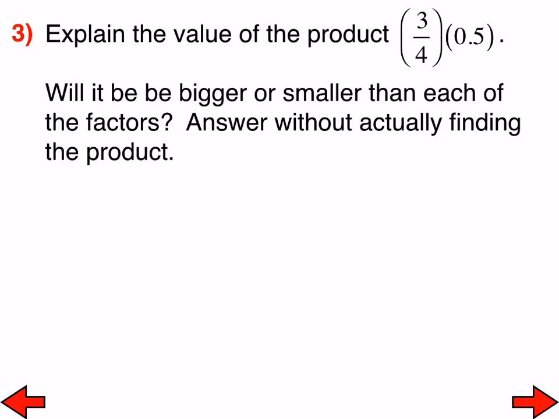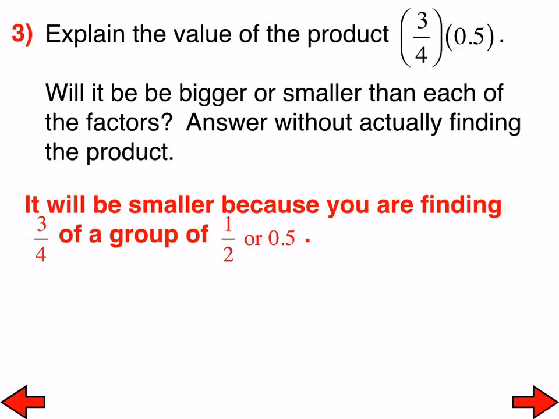Number 3: explain the value of the product 3/4 times 0.5. Will it be bigger or smaller than each of its factors? And then actually answer without actually finding the product. Well, kind of like number 1, it will be smaller because you're finding 3/4 of a group of 1/2. Because remember, 1/2 is equivalent to 0.5.